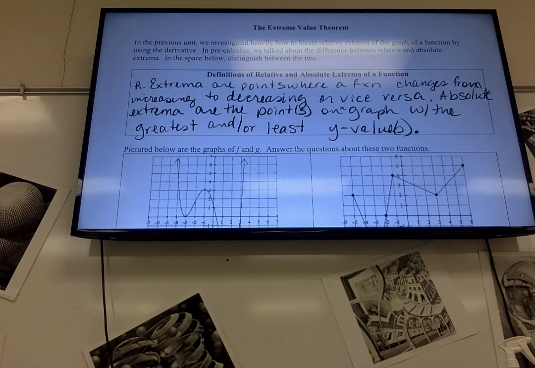So relative maxes and mins go at the top and the bottom of the hill. Absolute extrema can be at the top and the bottom of the hill, but it could also be at the end of the graph.